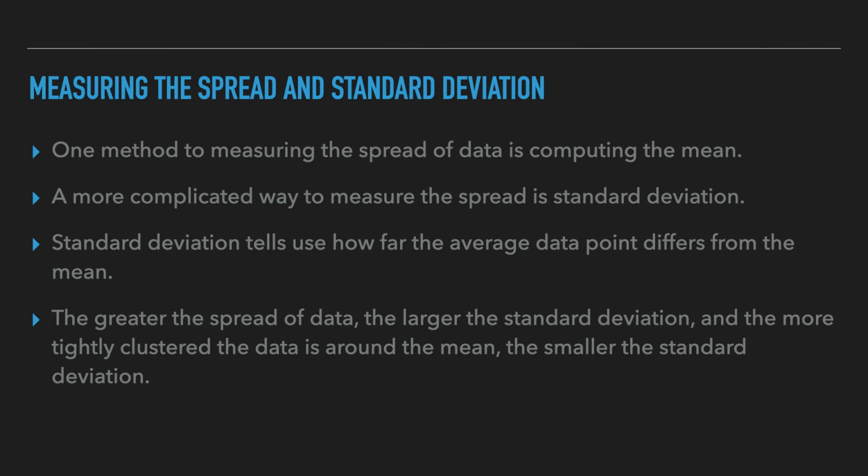Measuring the spread and standard deviation. One method to measuring the spread of data is computing the mean. A more complicated way to measure the spread is standard deviation. Standard deviation tells us how far the average data point differs from the mean. The greater the spread of data, the larger the standard deviation, and the more tightly clustered the data is around the mean, the smaller the standard deviation.